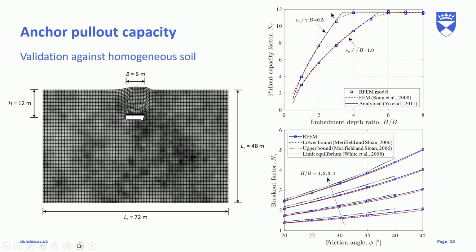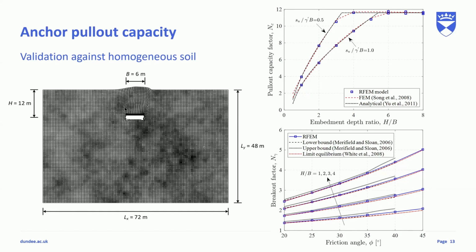And you can see here that it reaches a plateau. This is a deeply embedded case. When the plate anchor is embedded deeper and deeper, it reaches some critical point, and the pull-out capacity won't increase anymore. So you can see it here. This is for clay, and for sand it's the same. We also compared with the published results, lower bound, upper bound, and also limit equilibrium results. They all compare very well.